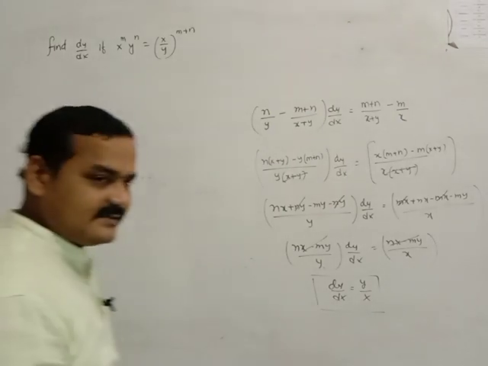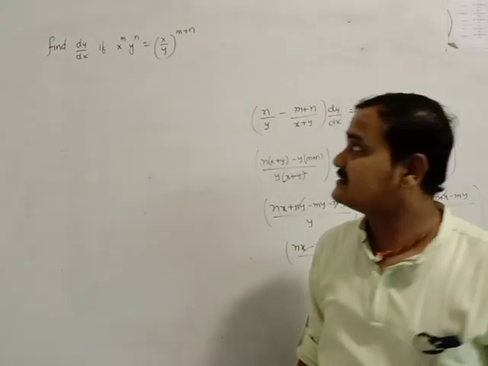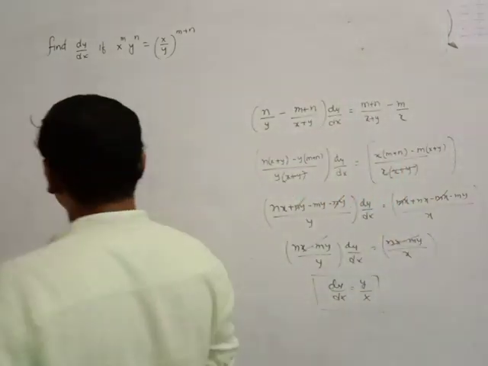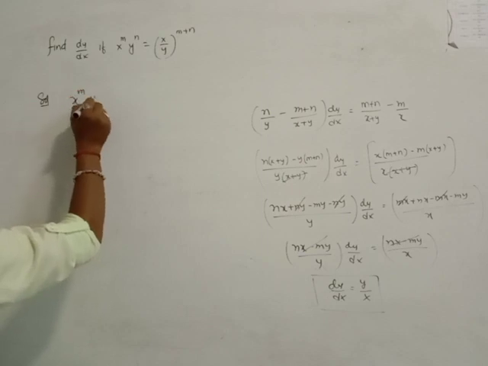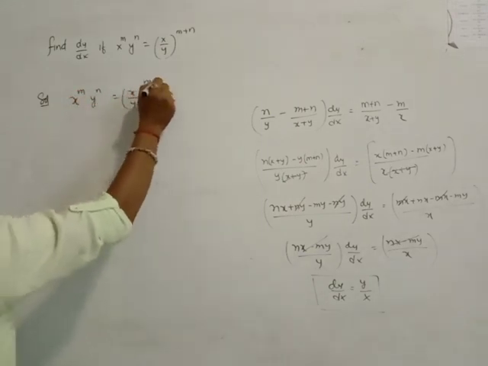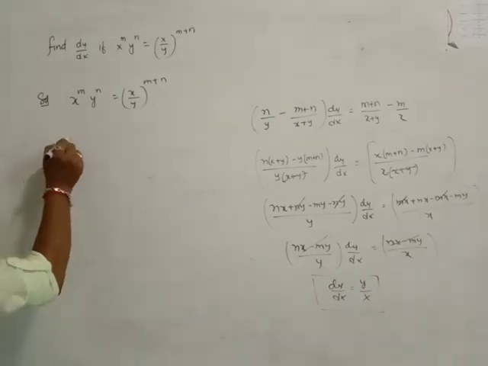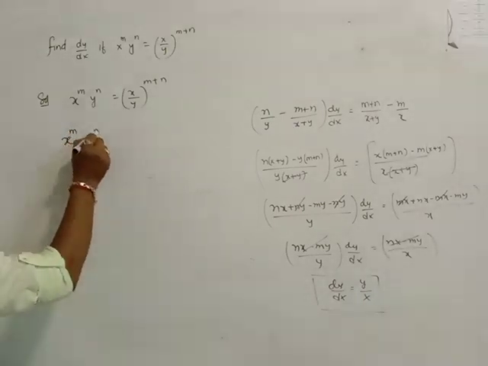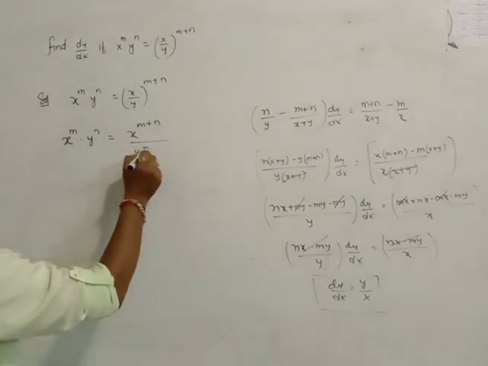Here addition is given. Here division is given. This is also one of the questions in your textbook. Okay, but you need not take the log of this function. Why, sir? Because after cross multiplication, it can be cancelled. See, x power of m into y power of n is equal to x power of m plus n by y power of m plus n.